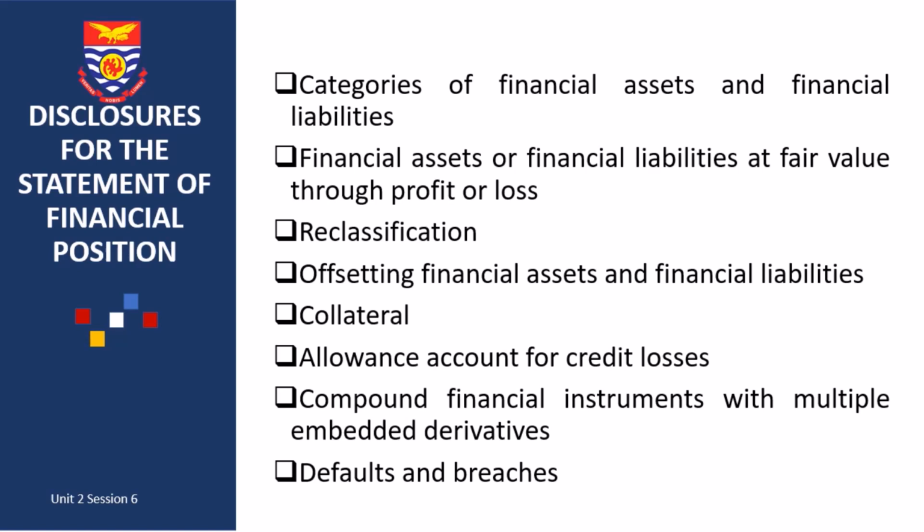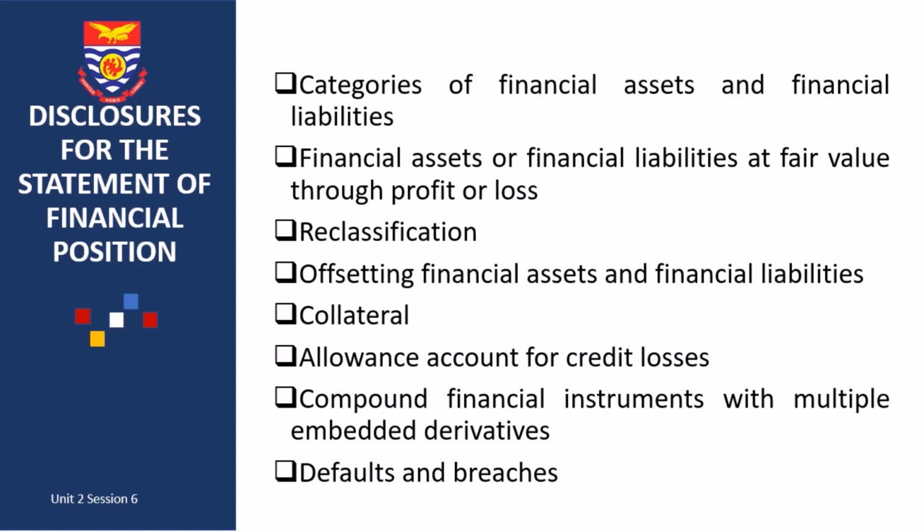So when it comes to the statement of financial position, what is required of you to disclose? We have categories of financial assets and financial liabilities, so we have to disclose that. Then we have financial assets or financial liabilities at fair value through profit or loss. You have to disclose the financial assets or financial liabilities that are measured at fair value through profit or loss. You have to disclose any reclassification that has been done. It must also be disclosed.